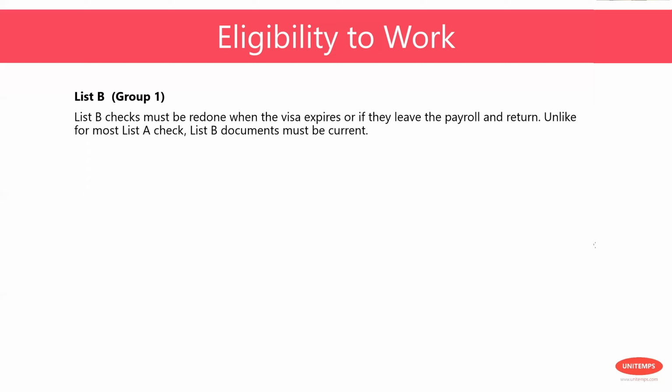So List B checks must be done when the visa expires or if they leave the payroll and return. So very similar to List A, if they leave the payroll, their right to work is invalidated for any future work. But you also need to keep an eye on their visa expiry date. Unlike for most List A checks, List B documents must be current. So for a UK or EEA passport, you can accept an expired one. The guidance just says to be extra careful to make sure that the image and details are consistent with the person.